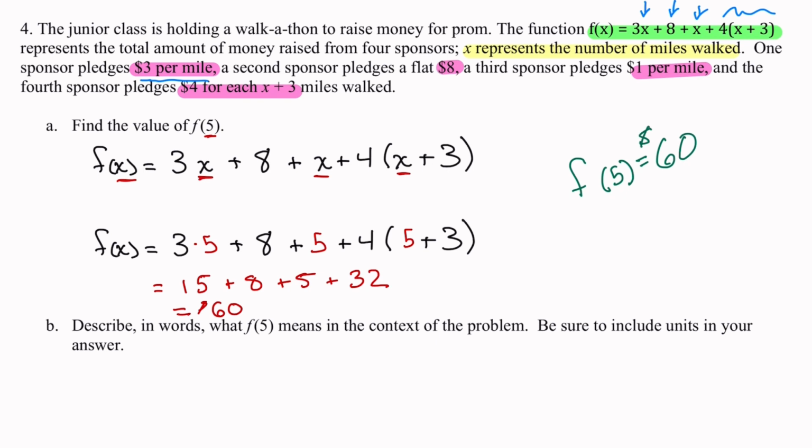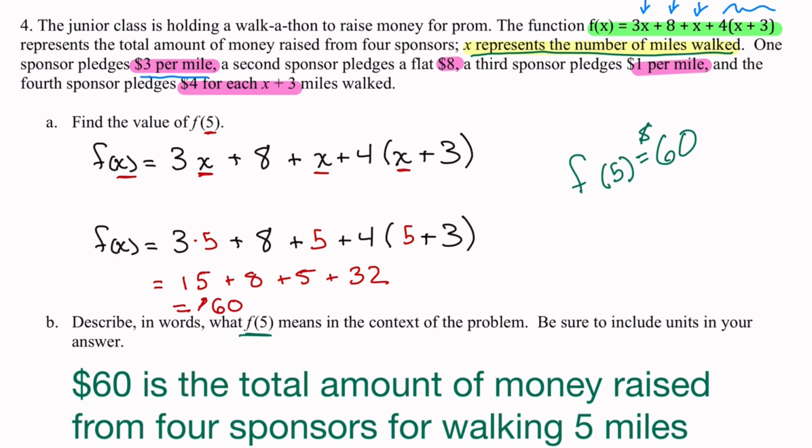In words, describe what f of 5 means in the context of the problem. Be sure to include your units in your answer. When I asked you this in class, a lot of you would say something like, it represents the total amount of money raised. Which is not technically wrong, but what they want to know specifically is what f of 5 means. In this problem, the x is 5, and the x, as we know, represents the number of miles walked. So the answer to this problem is going to include what the entire equation represents, what it represents when x is 5, and the answer to the equation f of 5.